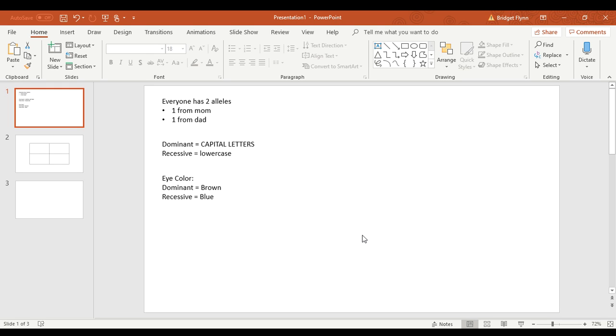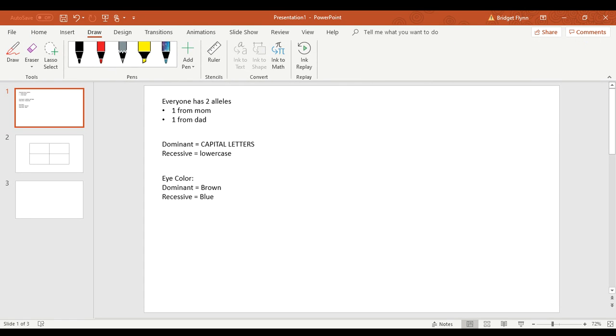Alright, so today we're going to be learning about Punnett squares. Just as a review, everyone has two alleles, one from mom, one from dad. You can't have more than two, you can't have less than two, just two. Also, we know that dominant alleles come in capital letters and recessive alleles come in lowercase letters.